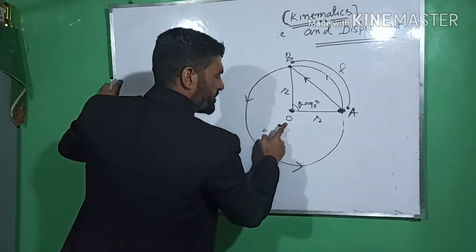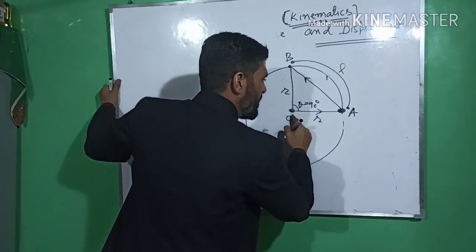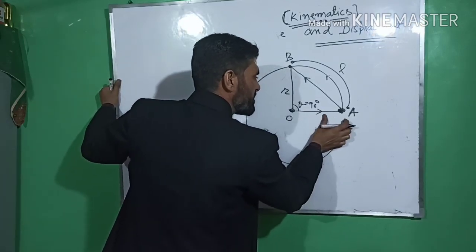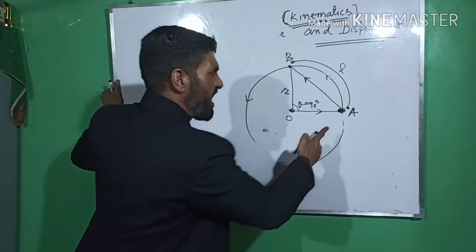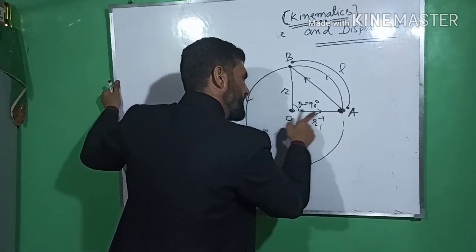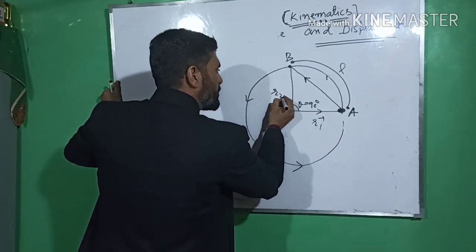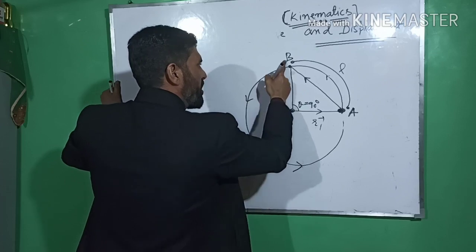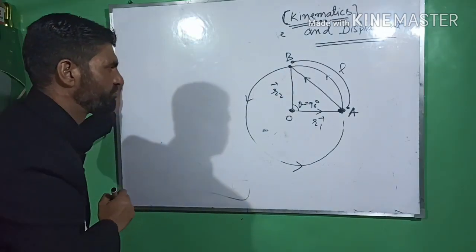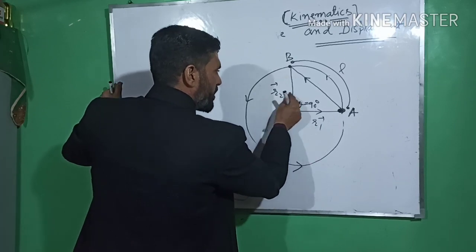Let's take this center to be the origin, that is the observing point. Therefore this OA is the position vector of point A, because when a point is joined to the origin with direction towards that point, that is a position vector. And let this be R2, the position vector of point B with respect to O. The magnitude of R1 is again R and the magnitude of R2 is again R.